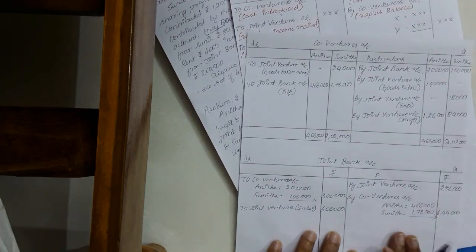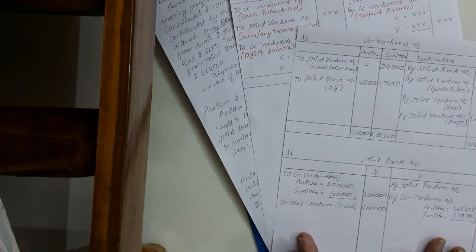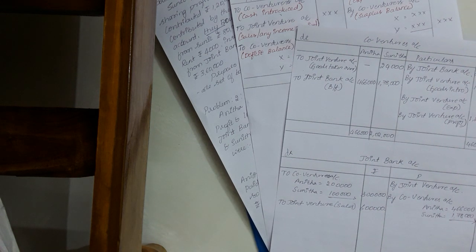So here you need to understand this is a surplus that is to be paid for the joint venture. If it is on the debit side, that is the deficit that they need to pay.